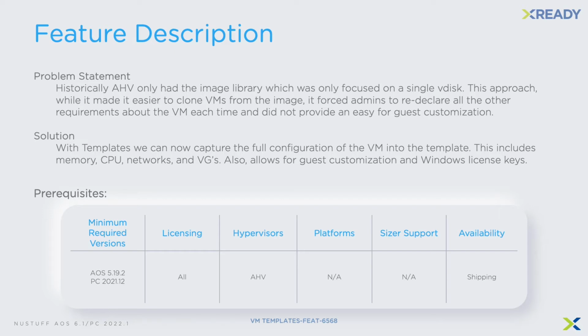But it forced the admins to redeclare all the other requirements of the VM each time that they did that. So now with templates in Prism Central, you can now capture the full configuration of the VM into the template. So that's going to be everything from memory settings, CPU, networks, volume groups, and then provide the mechanism to do guest customization also, and Windows licensing keys. So you'll need PC 2021.12 and at least AOS 5.19.2 for this feature.